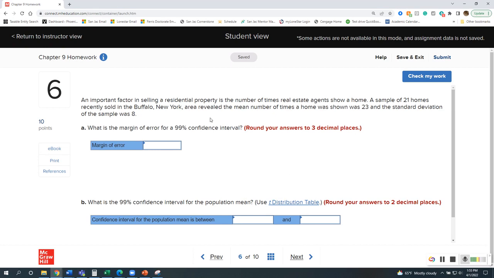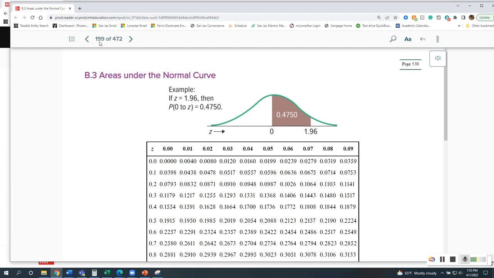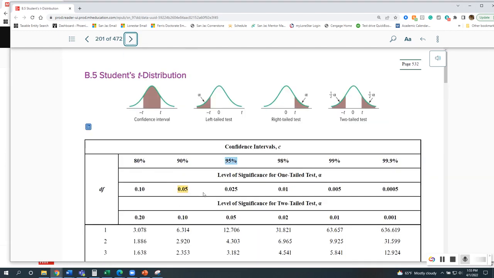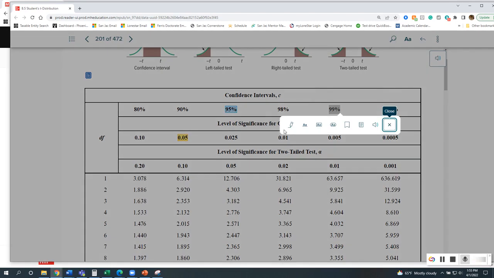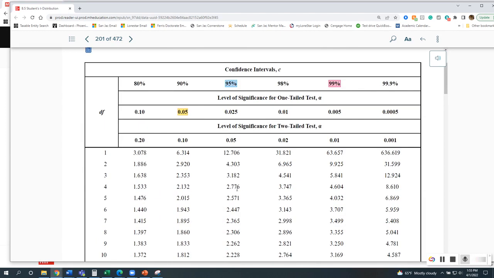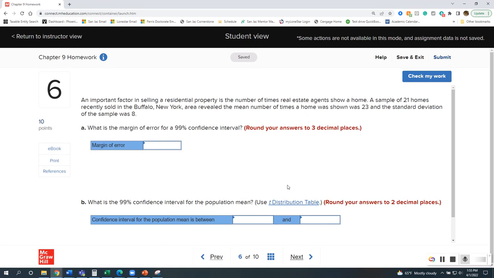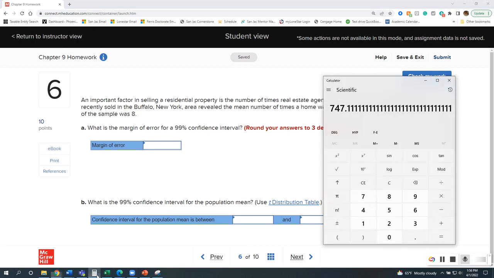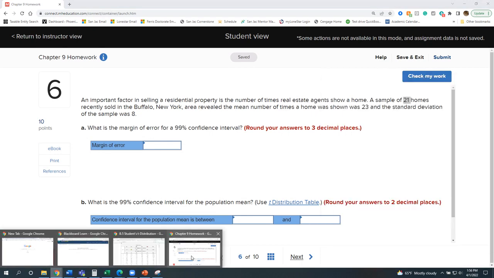We know we have a 99% confidence, so to our T charts. Now we're here at 99. We'll put that in pink. So that's the 2, 3, 4, 5th column. Then we have to find the mean number of times for our sample. Our sample size is 21, so minus 1, that's 20.